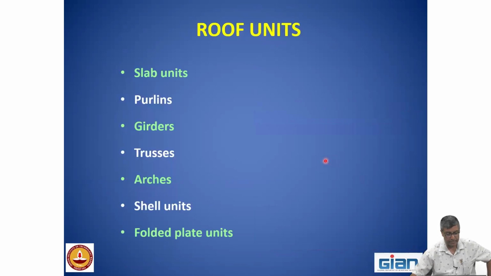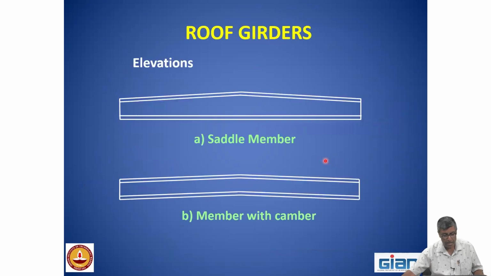Coming to the roof units, we have already seen the roofs, which can consist of purlins, girders, trusses, arches, shells. The roof girders can have a slope. Dr. Liberato already said that they are calling it a thatched beam, or we can say a saddle type of member with a camber.